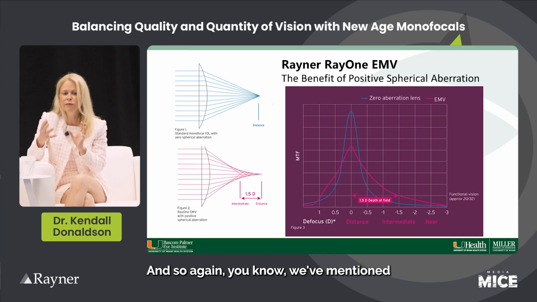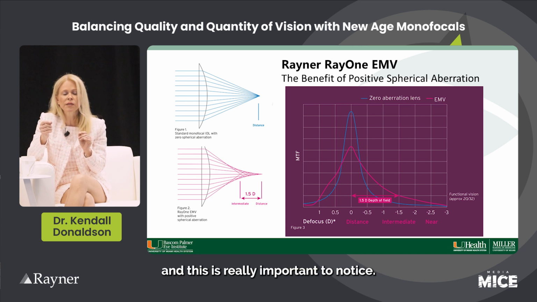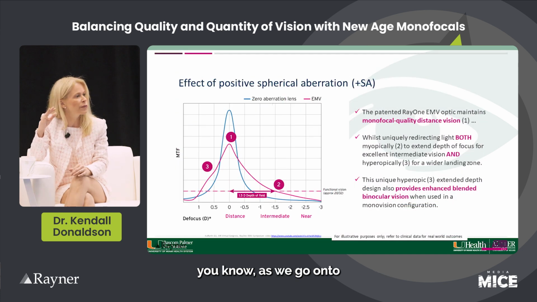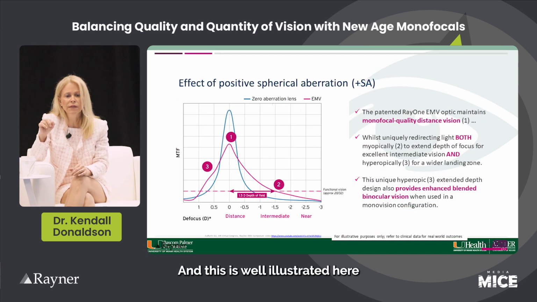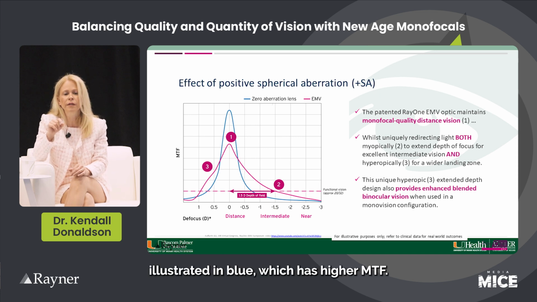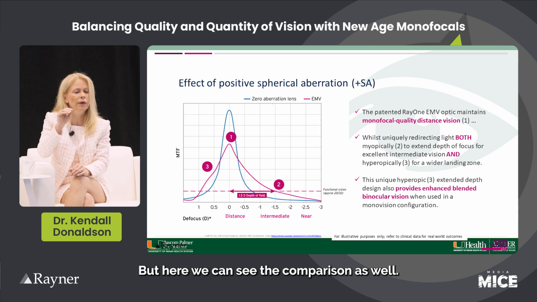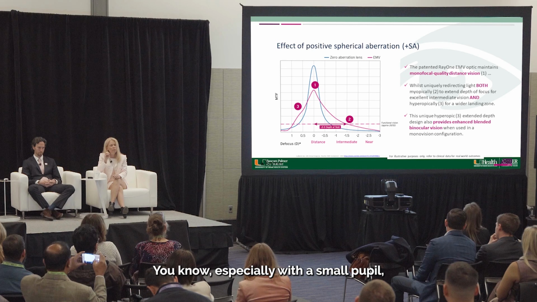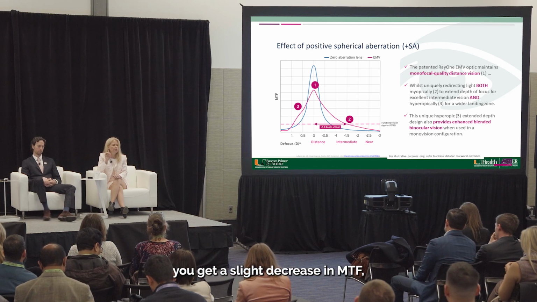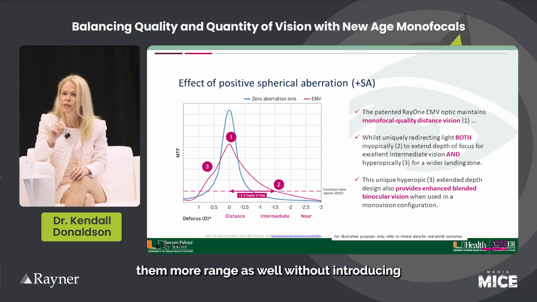And so again, we're broadening the defocus curve here, and this is really important to notice. You can see a little notch on the myopic side, but a broadened curve as we go onto the near end of the defocus curve. And this is well illustrated here as compared to a standard monofocal lens, illustrated in blue, which has higher MTF, but here we can see the comparison as well. Especially with a small pupil, the MTF difference is almost negligible. With a larger pupil, you get a slight decrease in MTF, but you're broadening that curve to give them more range as well without introducing dysphotopsias.